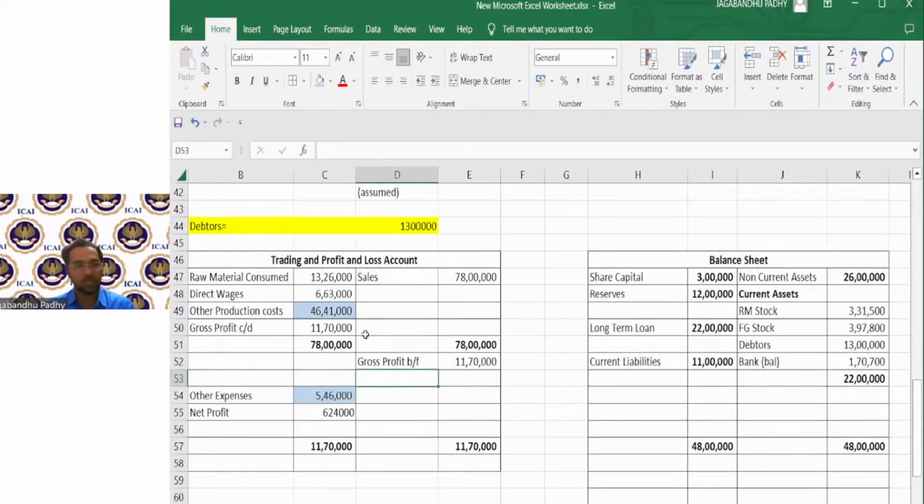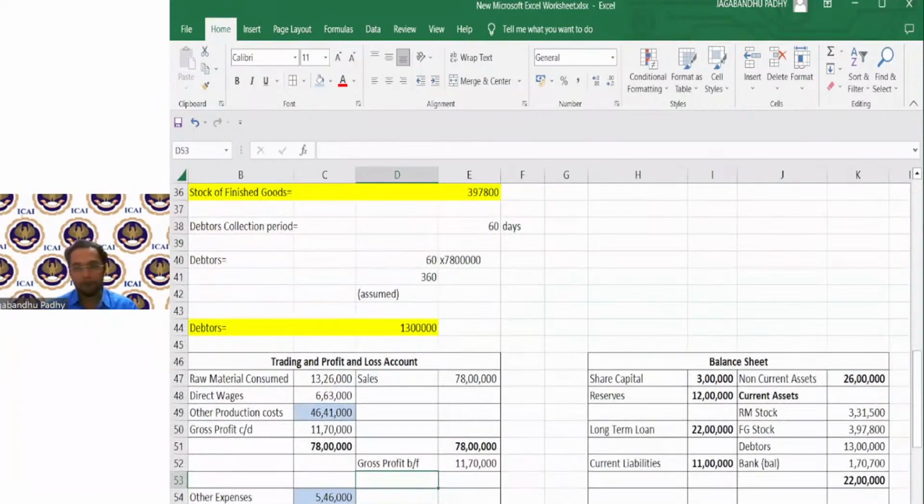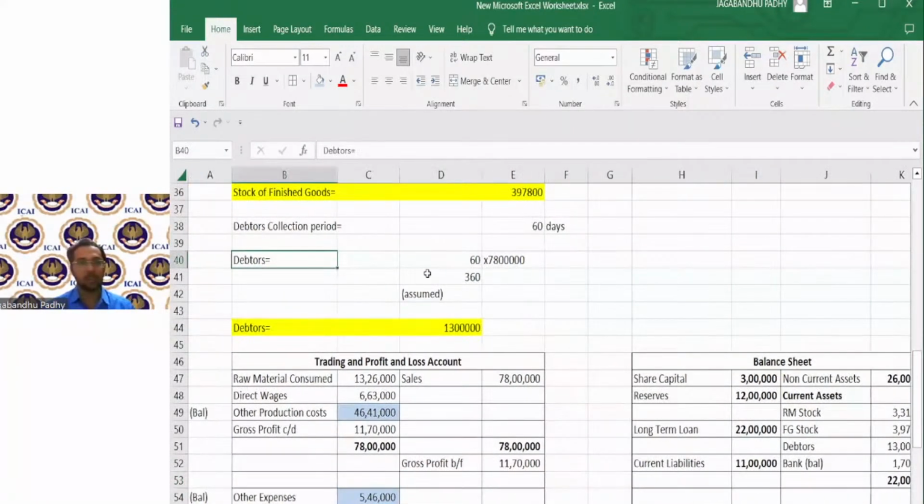The debtors collection over here, we have the debtors equal to 60 by 360 into 78 lakh. 78 lakh was full year sale. So we were giving a 60 days credit to them. So therefore we have 60 by 360 as a figure. So out of 360 days sale, 60 days sales is outstanding as debtor. So that's what we have included over here.